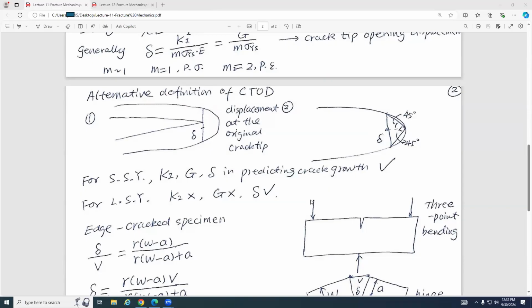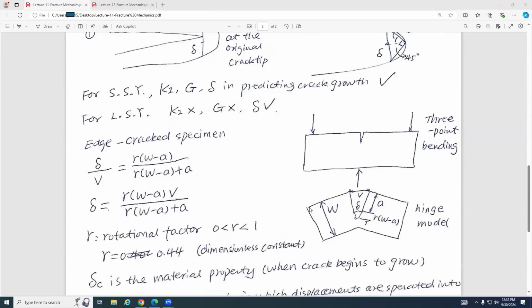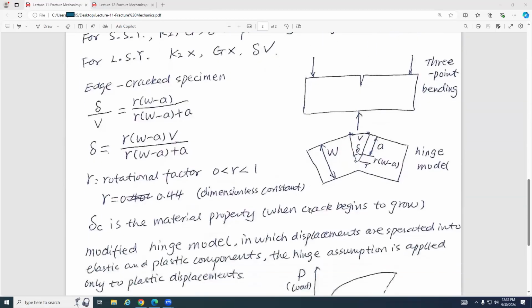And let's talk about the crack tip. Suppose we have an edge cracked specimen. You know 3-point bending, right? This is a specimen, and we use fatigue to generate a pre-existing small fracture. Then we have supports, and at these two points we just apply the load. So this is called 3-point bending.